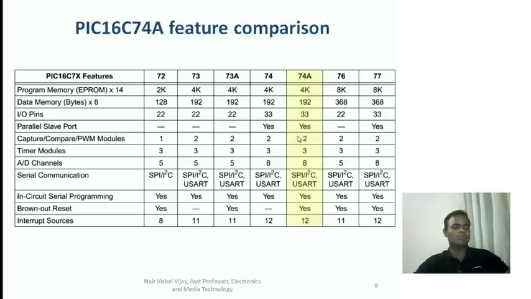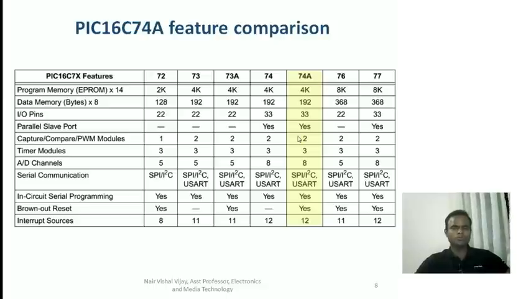It can be programmed in circuit serial using in circuit serial programming. It has a brownout reset, and it has an interrupt source. It has 12 interrupt sources in fact. So these are the basic features, especially of the PIC 16C74A PIC microcontroller.